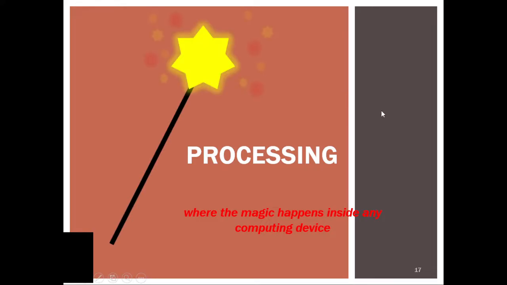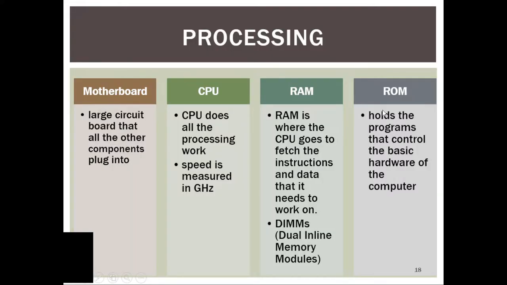Then processing, we know what processing is and the role it plays. We know what our motherboard is, the largest circuit board, everything else is plugged into. Our CPU that does the processing, our RAM, where the CPU goes to fetch the instructions and data that it needs to work on.